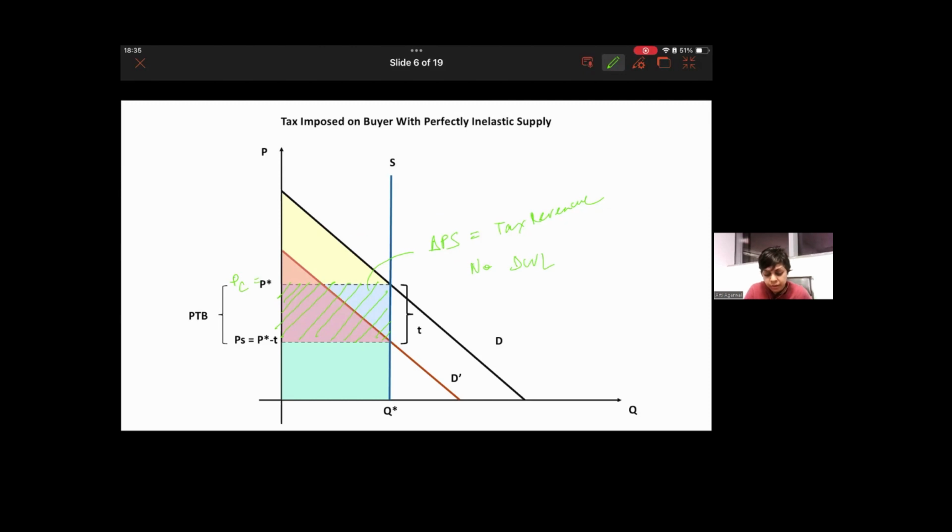PC is still P star. It is only PS which is changing to P star minus T. So for the consumer, whether there is tax or there is no tax, there is not much difference. All the people who are willing to buy at P star level of pricing are still going to buy at P star pricing, because the producer is still willing to supply, even though his price has changed to P star minus T now.